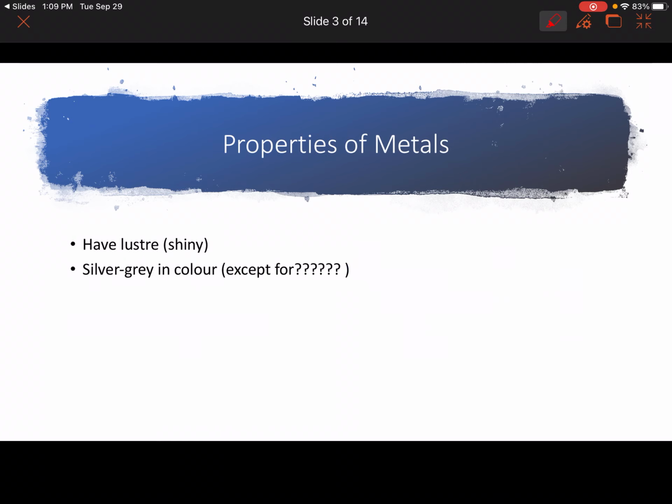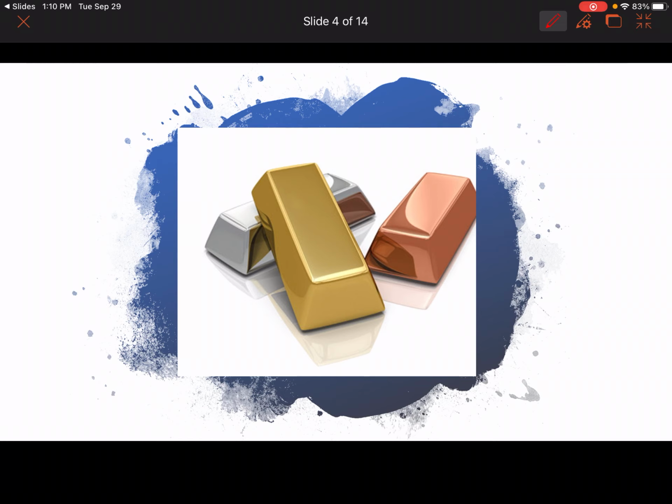Now, properties of metals. So the number one property, we know that metals have luster. So luster is essentially just a fancy word for shiny. They are silver gray in color, except for, and there's two of them here that are not silver and gray. So I wanted you to think about metals that you know that are not silver or gray. And yeah, so you will come up with gold. We have our AU, and then this one, copper, CU. So our gold and our copper, and you can fill those in on your notes there.